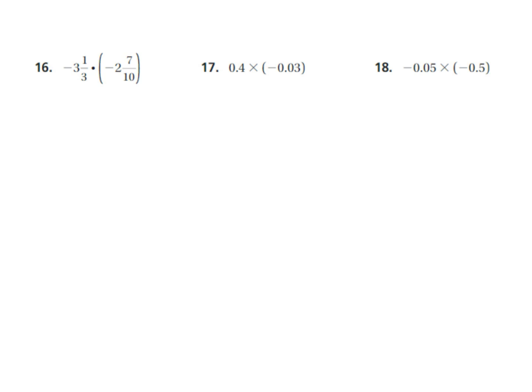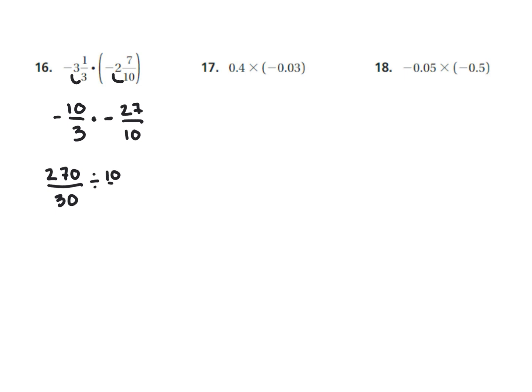Number 16, we'll have to change both of those to improper fractions. So 3 times 3 is 9, and 1 more is 10. And it was negative. And then the second fraction will be negative as well. 2 times 10 is 20, plus 7 is 27. We get 27 tenths. And then we'll multiply across the numerators. Get 270, and 3 times 10 is 30.